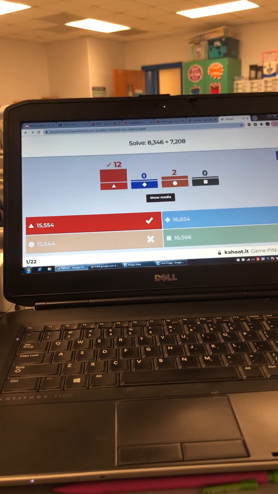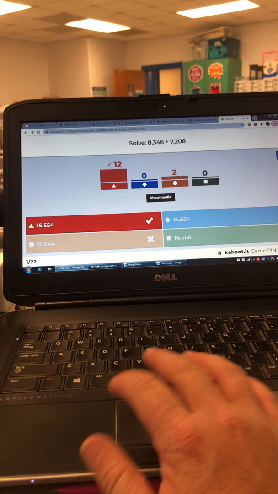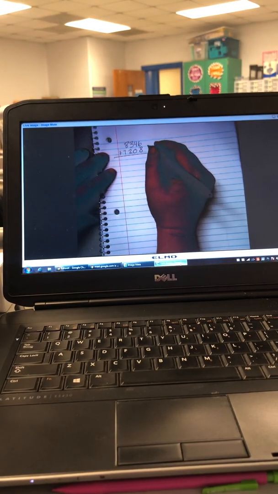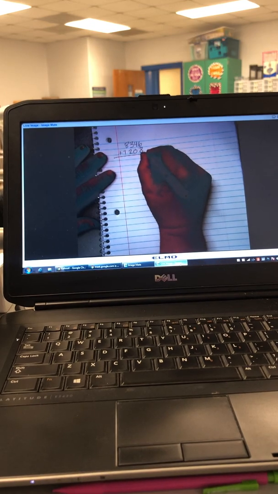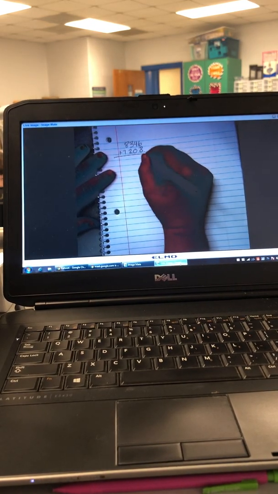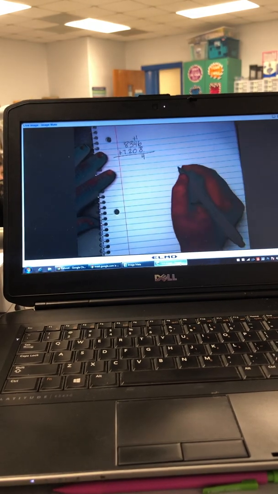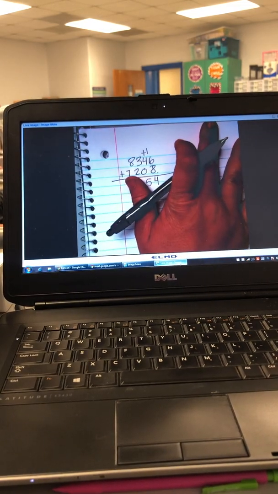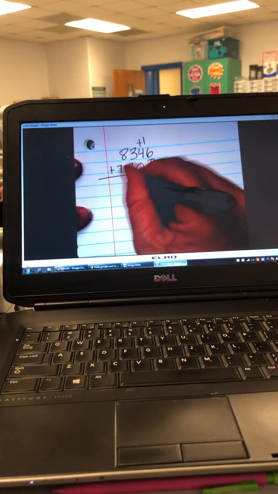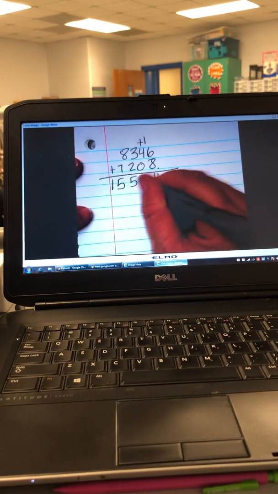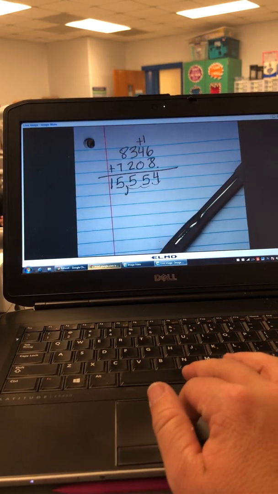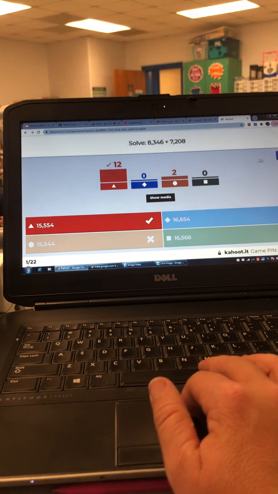All right, let's look at this problem. So I'm going to go back to my live image. We have 8,346 plus 7,208. 6 plus 8 is 14. Put down my 4, regroup my 1. 1 plus 4 is 5. 3 plus 2 is 5. 8 plus 7 is 15. Count over. 1, 2, 3, comma, 15,554. All right, next.